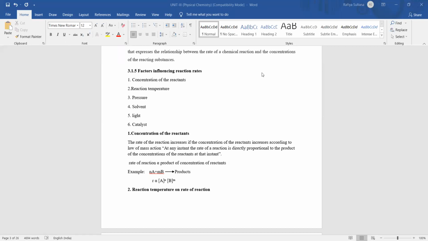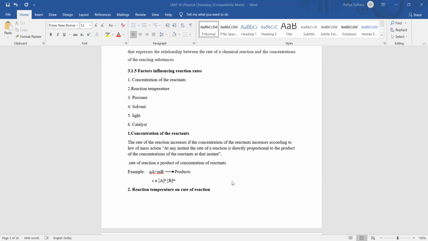Okay, these 6 are the factors that can influence the rate of a reaction. First factor is the concentration of the reactants. As the concentration of the reactant increases, there will be many molecules available for colliding with each other. So there will be many collisions, and so many reactant molecules can be converted to products. And it is also evident from the rate law or rate equation. Rate of reaction is directly proportional to the concentration of the reactants. So the rate of a reaction increases as the concentration of the reactant increases.